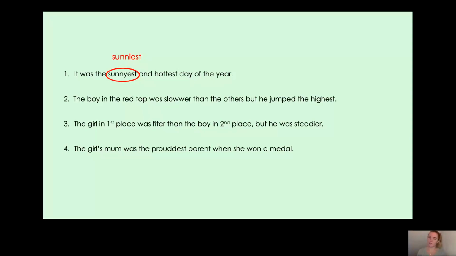Thank you very much. So number 2, the boy in the red top was slower than the others, but he jumped the highest. Well, highest is correct because for high, I don't have to follow any of the rules because it doesn't end in a Y, it doesn't end in an E, and it doesn't end in a single vowel sound and a consonant. So therefore, I know I've got highest right, but I'm not sure about slower because I thought I had to change it to a double W because it ends in an O and then a W, so a single vowel and then a consonant.